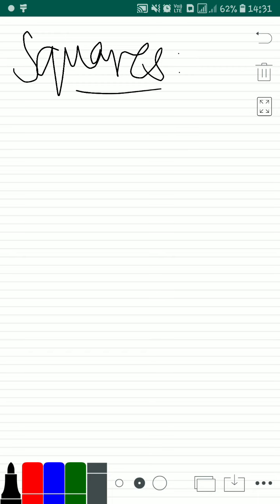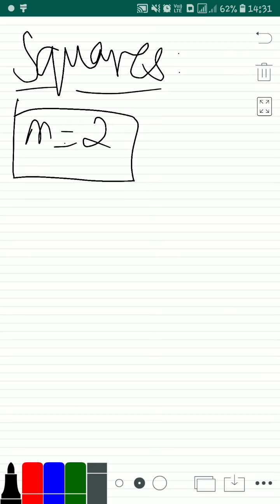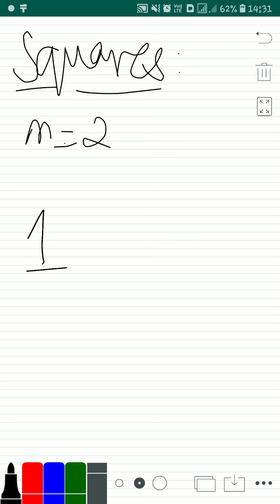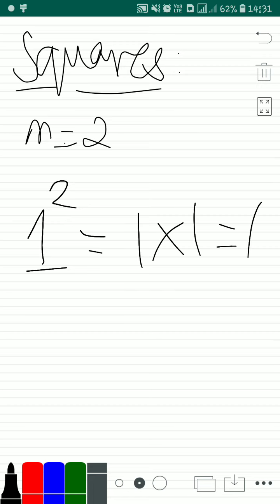Squares are to be found out and learnt at once itself, at least till 15. Squares are found by m is equal to 2, which is the meaning of squares. For example, the first number is 1. That means that 1 has to be multiplied 2 times. So 1 into 1 will be 1.